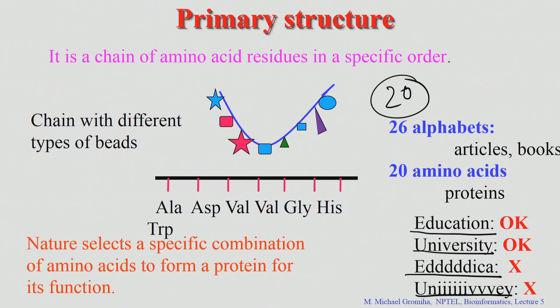Likewise, the proteins are formed by different amino acid residues, but there should be some specific combinations, right. And then again, if you see in this chain, this is the main chain, like a string. These are the beads. This is common for all the amino acids, and it is called the main chain. And here the beads are different, so these are called the side chains.